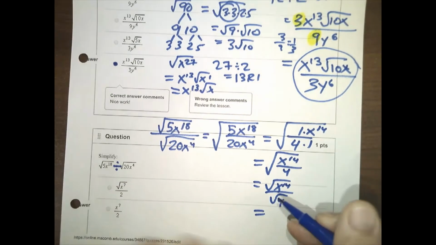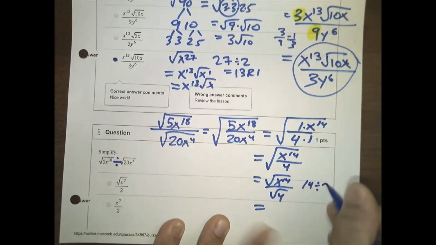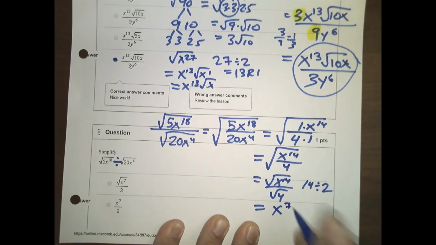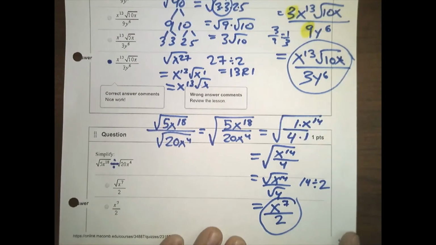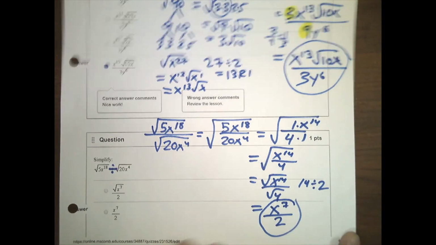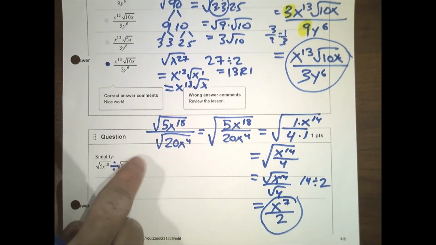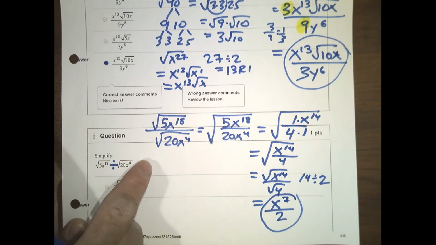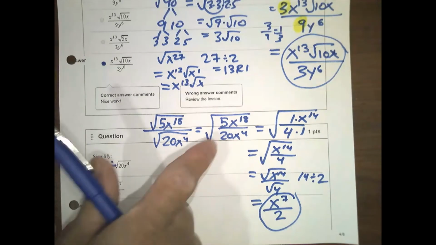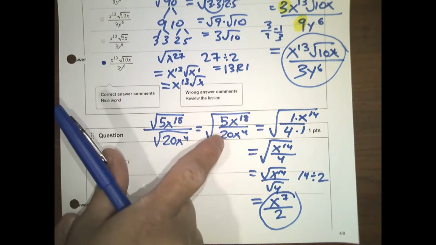And the square root of x to the 14th, well, 14 divided by 2 is 7. So I know that's x to the 7th. And the square root of 4 is 2. So it's x to the 7th over 2. What a time to be alive. So in this example, you saw that it was actually easier to go ahead and simplify the numerator and denominator inside of the square root.